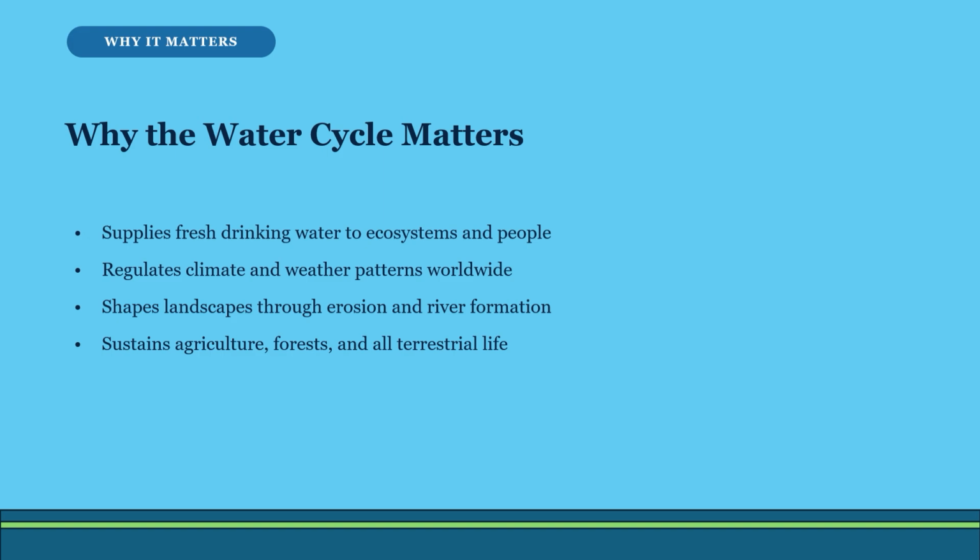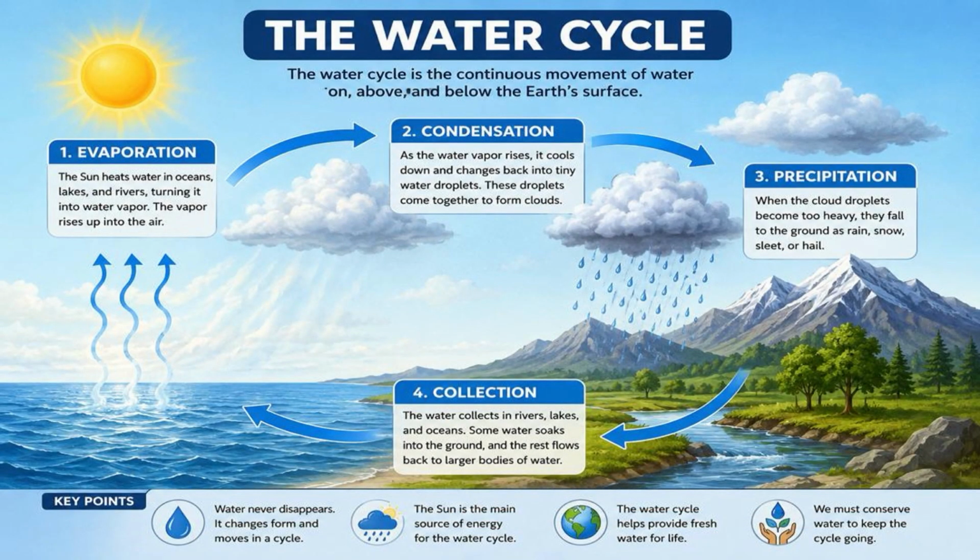So now, in all, you see how the water cycle works. It is a cycle movement, a constant change. So what do we mean? The water cycle is the continuous movement of water on, above and below the earth's surface. The first stage starts from evaporation. The sun heats water in oceans, lakes, and rivers, turning it into water vapor. The vapor rises up into the air.